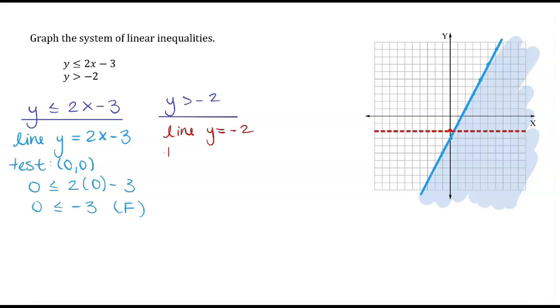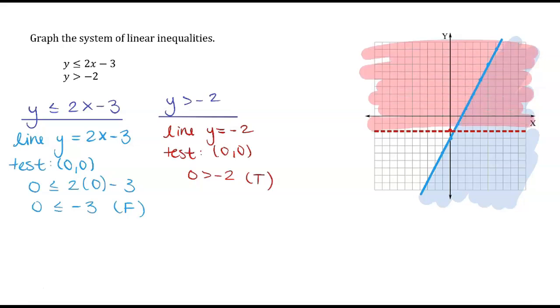And now we'll test a point. Let's again test the point (0, 0). But if you think about it, we want y values that are greater than -2. So maybe you have some intuition about what the results might be. Substituting 0 for y, we have 0 is greater than -2. That's a true statement, so the point (0, 0) is in the solution set. We need to shade above the line.